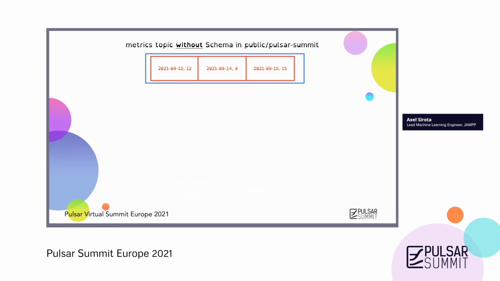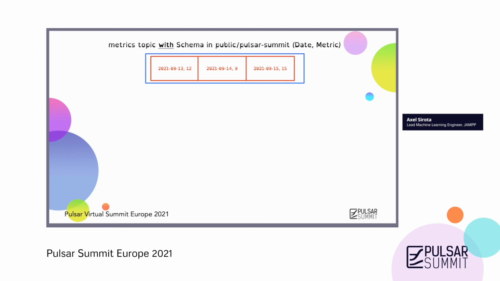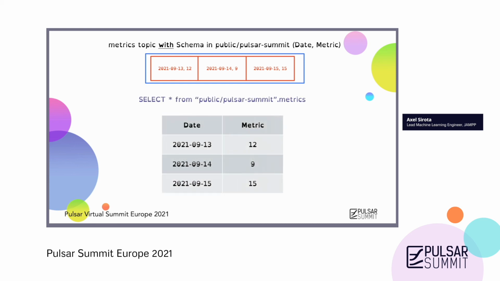So, suppose that we have a topic in the public Pulsar Summit namespace, and we have date and metrics, for these three specific values. If we do a select star on this table for this topic, what we would have is just the _value column with the unserialized messages. But if we submit a schema with a date field and a metric field, we would have them as date with the dates, and metric with the metrics. You can imagine that from there we can do all sorts of queries.